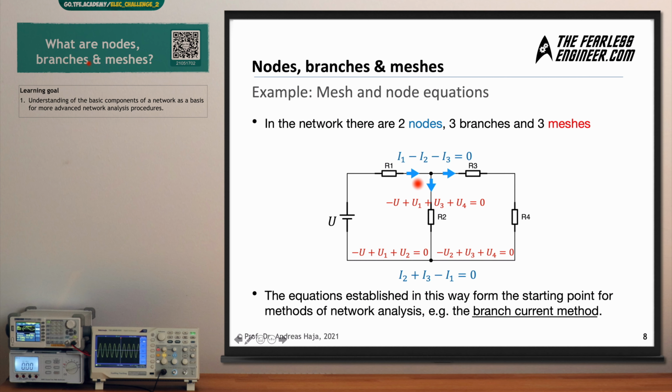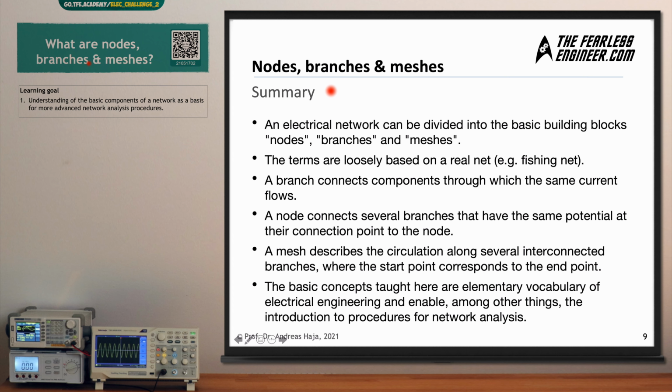Now let's get to this very small example here. In this network we have 2 nodes, the top one and the bottom one. We have 3 branches, left one, middle one, right one, and also we have 3 meshes, the outer one, the left one, and the right one. We can establish equations for all of these using the information provided by these parts of a network. The equations established in this way form the starting point for the methods of network analysis we have seen so far. For example, we can use the branch current method, which is one method we're going to talk about in detail in the next video.